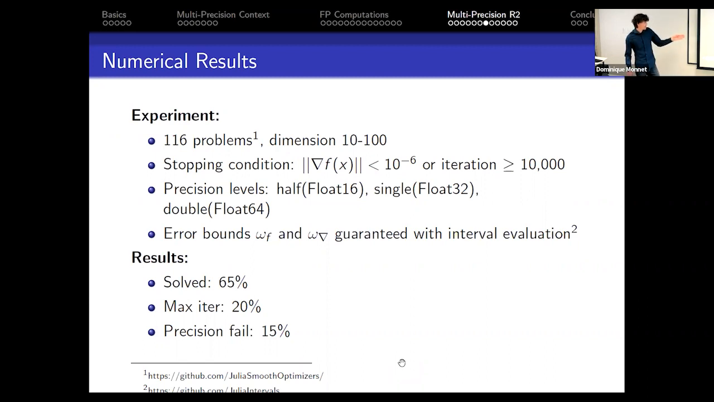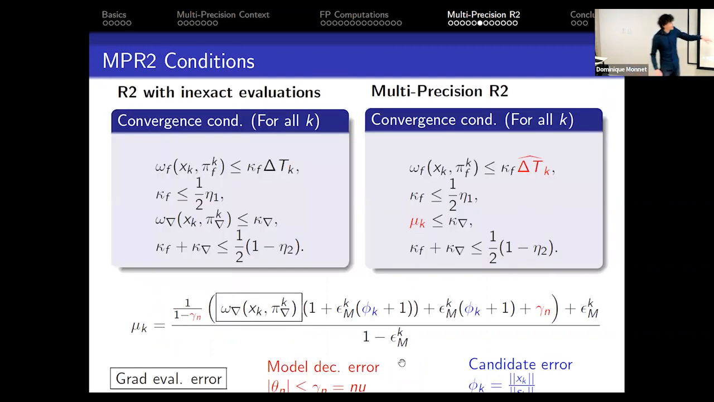And we have a precision fail for 15% of the problems, meaning that float 64 is not enough to have sufficiently small errors to guarantee that I can converge. At some point, one of my conditions here, this one or that one, is not respected anymore. Even if I use the maximum precision possible, so here at the maximum, one of these two conditions fails. So I'm just going to stop the algorithm.